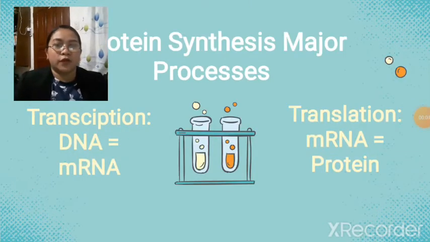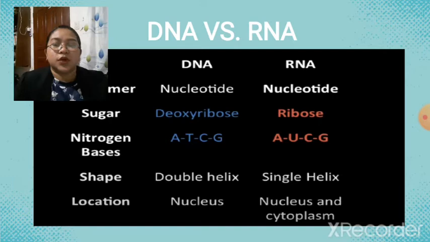Here we have protein synthesis, or the major processes of protein synthesis. The first one is transcription, in which from DNA a new copy of messenger RNA is made. On the other hand, in translation, from messenger RNA a new copy of a protein is made. So let's first have the differences between DNA versus RNA.